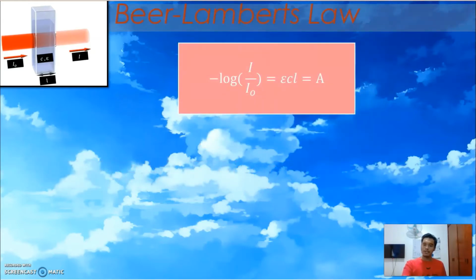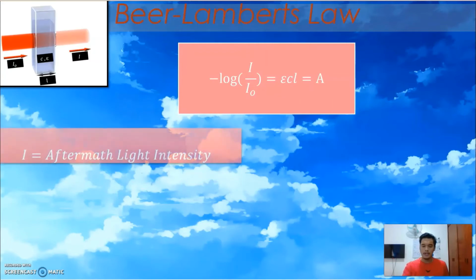And Beer-Lambert's law describes absorbance. When we say absorbance, I mean the absorbance of the analyte, meaning how much the analyte can absorb the light intensity of the origin. So we have all of these expressions. As you can see on the top left, we have all of these expressions in one equation.